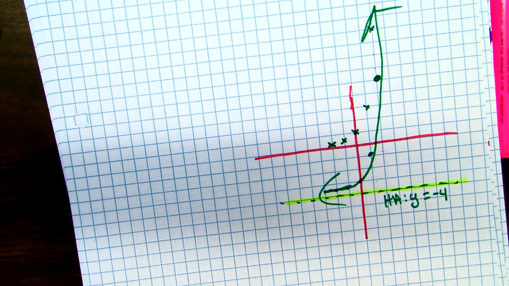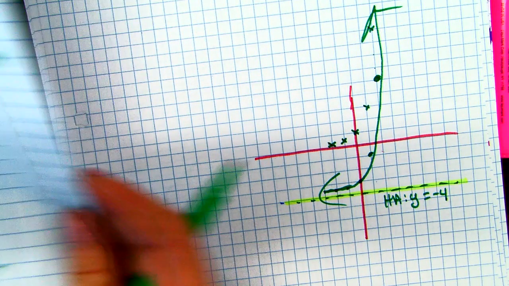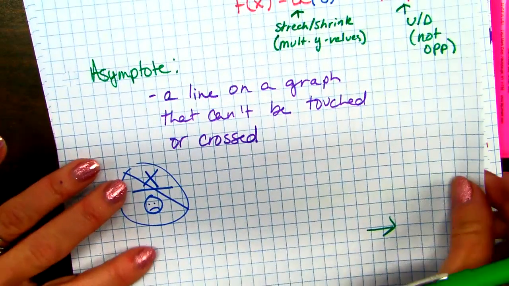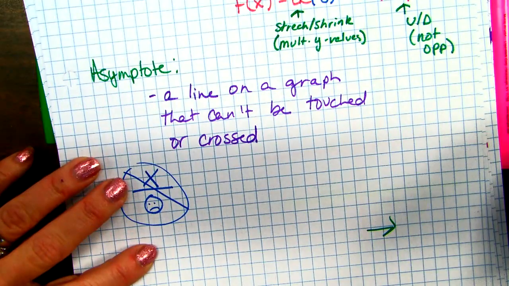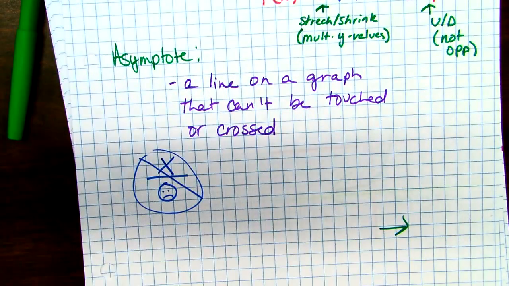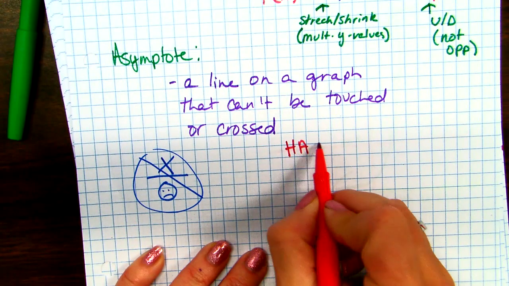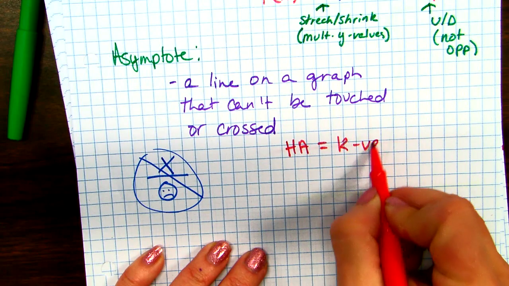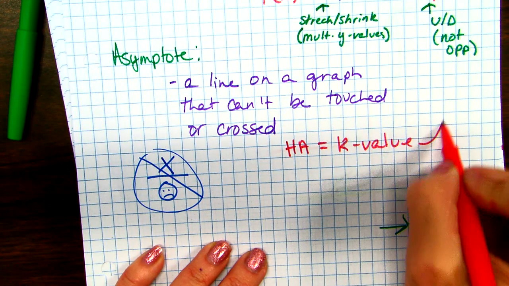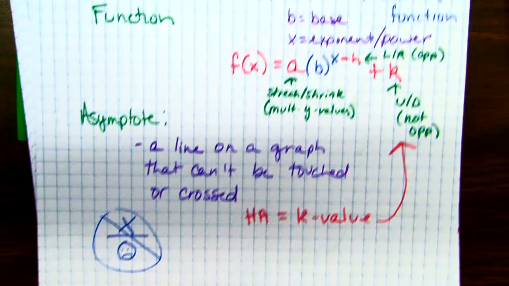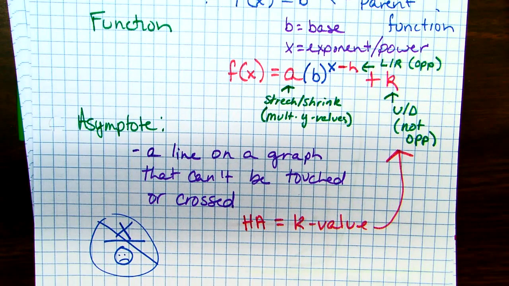So if you want to add on to your notes, back where you said asymptote, you can say the K value is what gives it to you. So it was 0 on the other ones. We didn't have one, so it was 0.